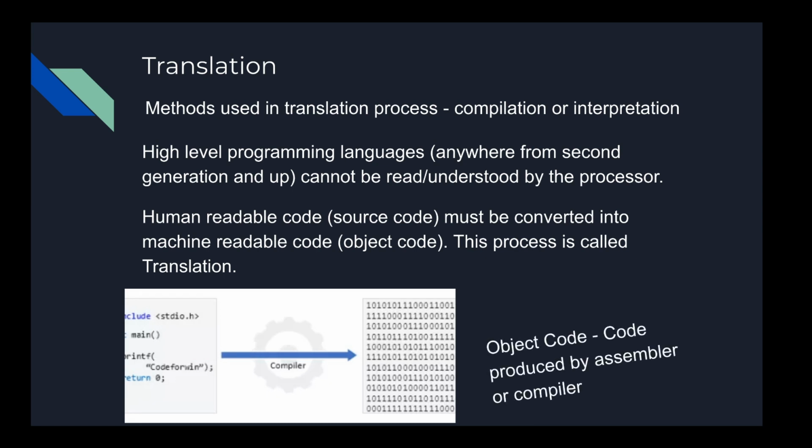Human-readable code, that is to say source code, must be converted into machine-readable code, and that is the process of translation. So in the diagram there, you see your source code, which looks like a bit of C. The compiler shoves it through and makes it a whole bunch of ones and zeros. Now, it's important to note also a key term here. Object code is code produced by the assembler or the compiler.